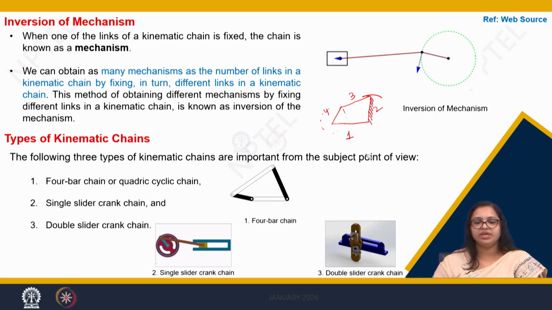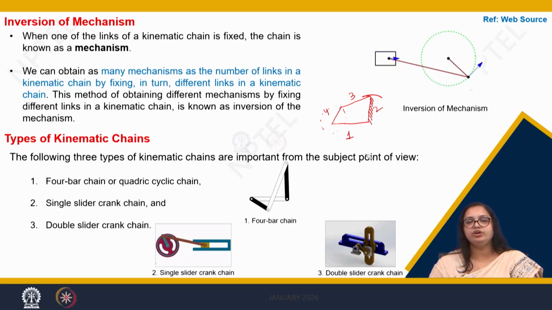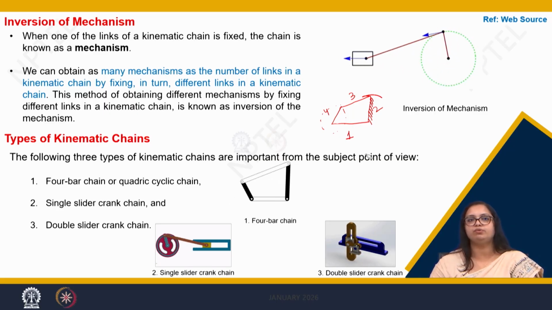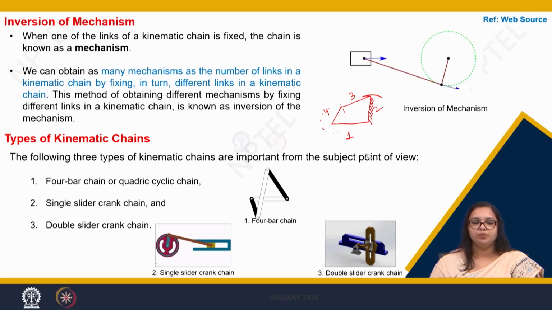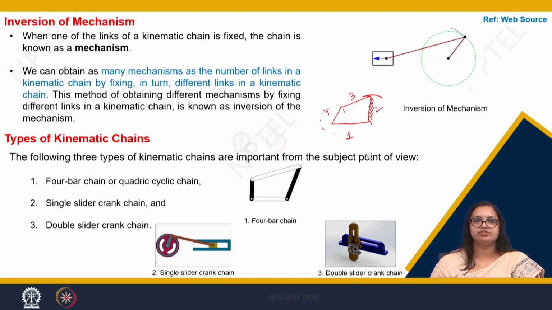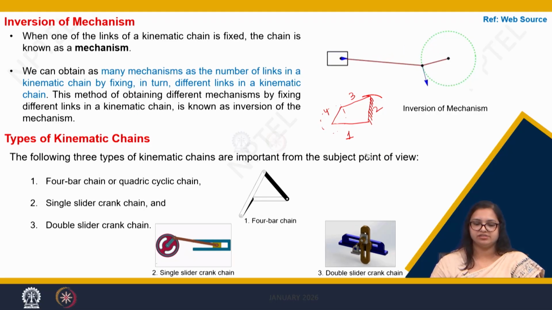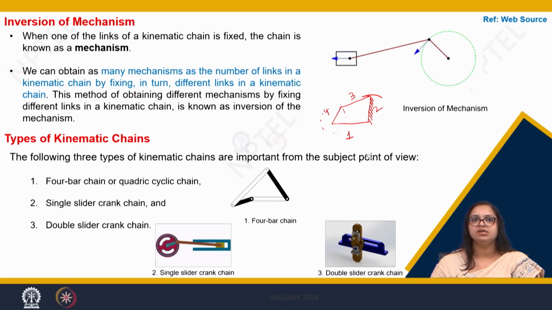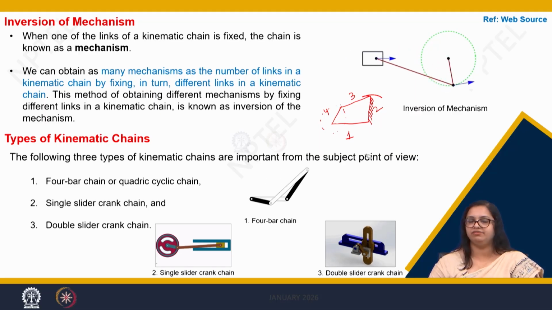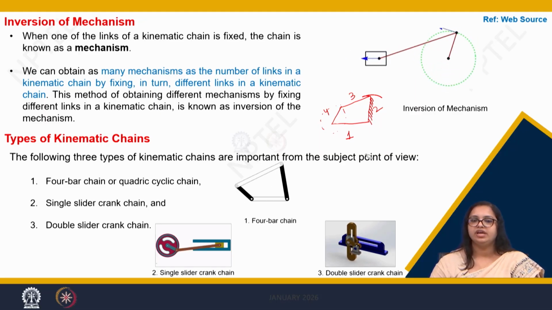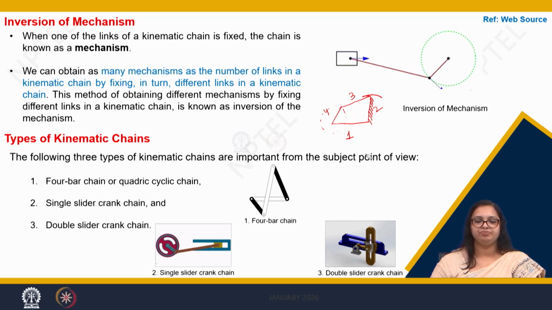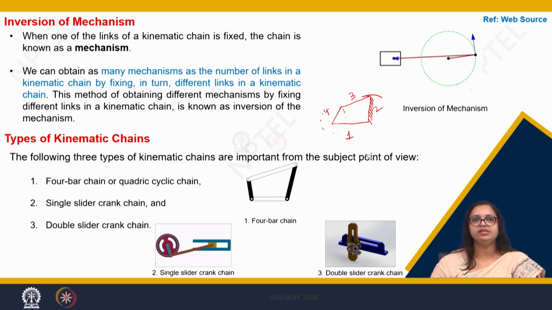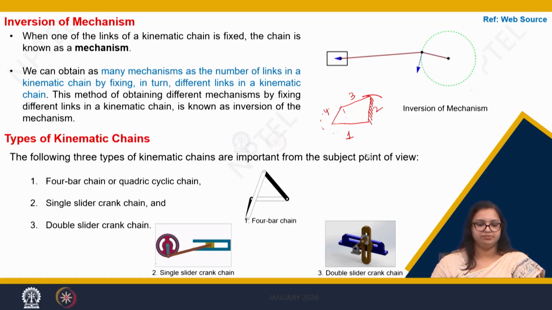So in such a way we can have 4 different inversions of a 4-bar chain mechanism, which we call the inversion of any kind of mechanism. This is the example that I gave for a 4-bar chain mechanism. However, the inversion of a mechanism for any other kind with more number of links is also possible.